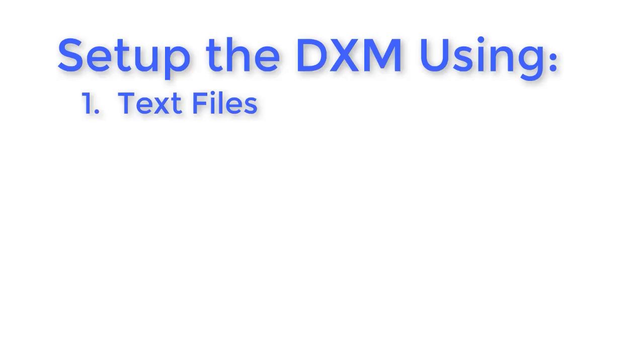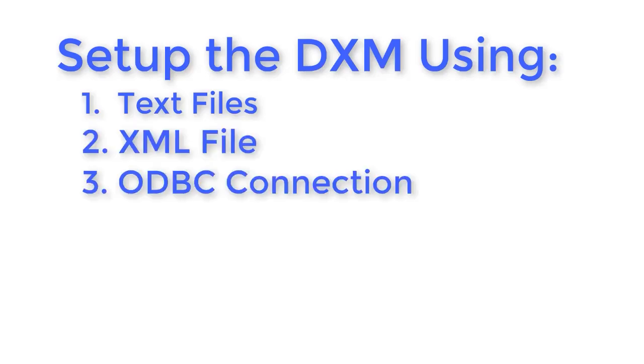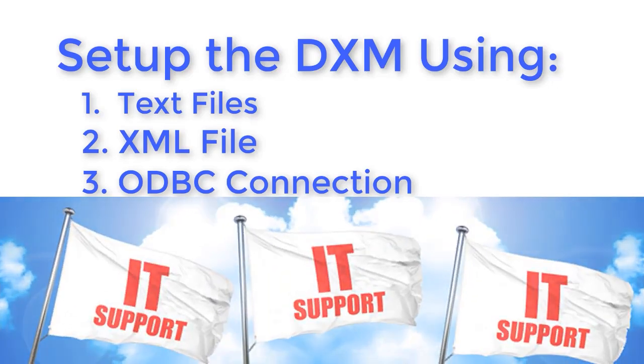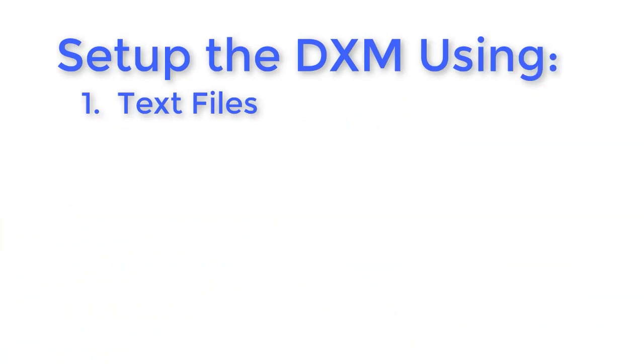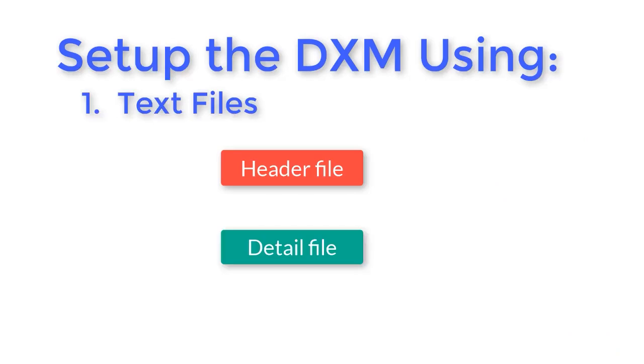The 3 ways the DXM can be set up are with text files, an XML file, or by using an ODBC connection. All 3 methods require someone with knowledge of your ERP system to get the data out of that system and into a format that Shipping Solutions can read. If you choose the text file option, you will need 2 files, a header file and a detail file.